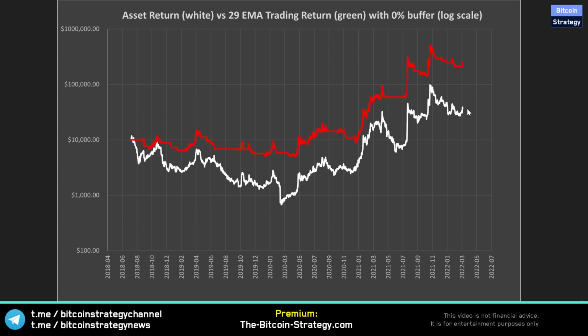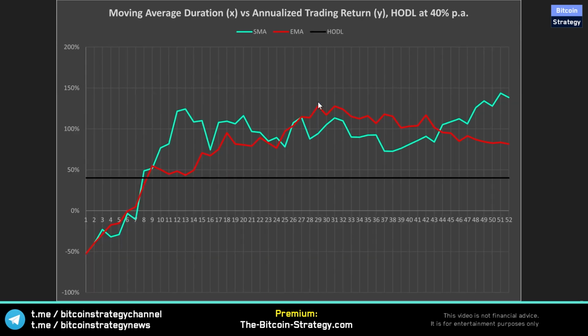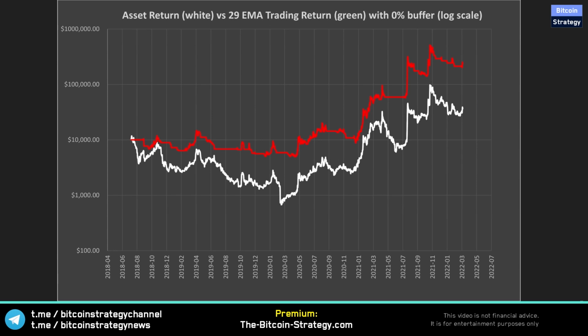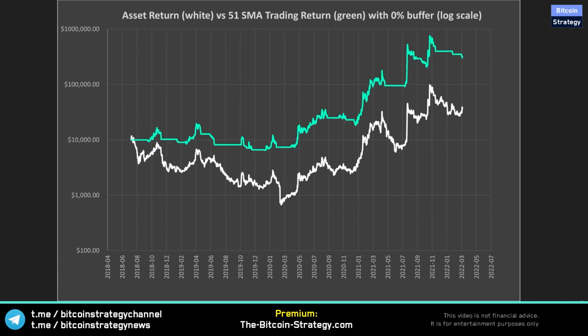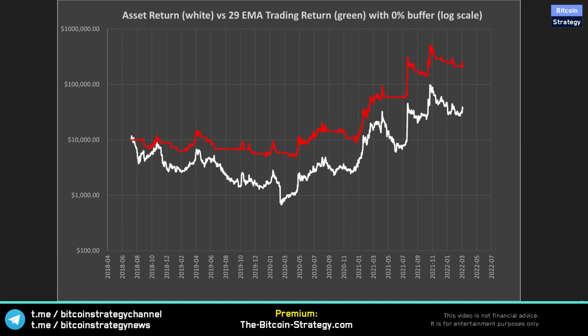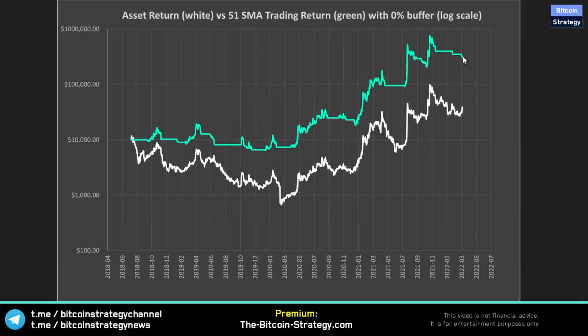So this outperformance over here is shown by this point over here. It is above buying and holding. This, by the way, is the annualized return, right? Now let's also look for reference at the 51-day simple moving average. How does that look? So this is the 29-day EMA. This is the 51-day SMA. I'm now toggling between the two. The SMA is slightly outperforming, not by much, but slightly.